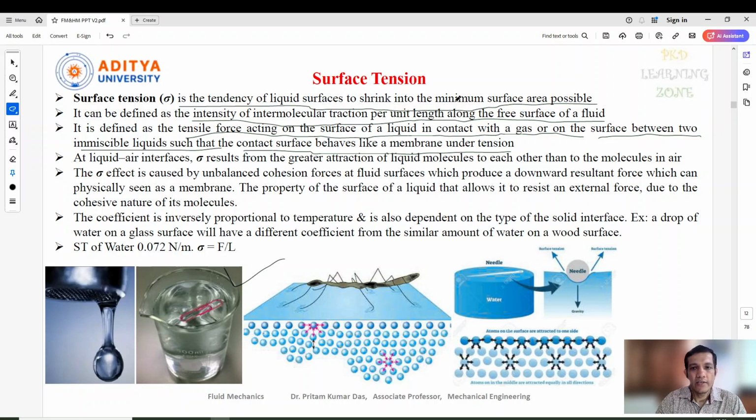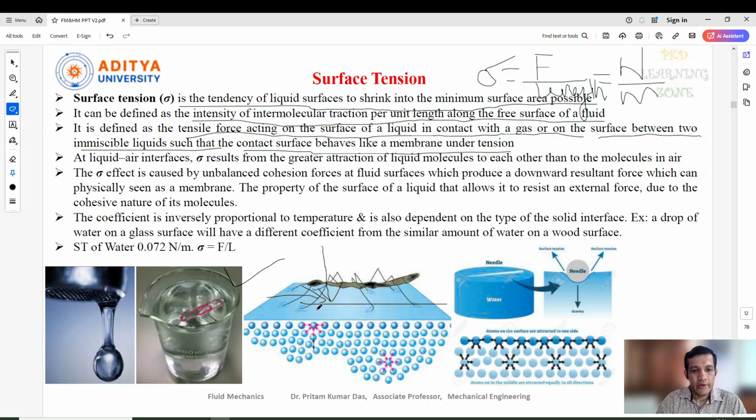Surface tension is denoted by the symbol sigma. As I told you, this is the traction force per unit length, that means the molecular force acting on the surface of the liquid. So that is nothing but force per unit length. We need to consider the unit length of this surface, particularly at what length what kind of force is acting. That is known as surface tension. So the unit will be Newton per meter.